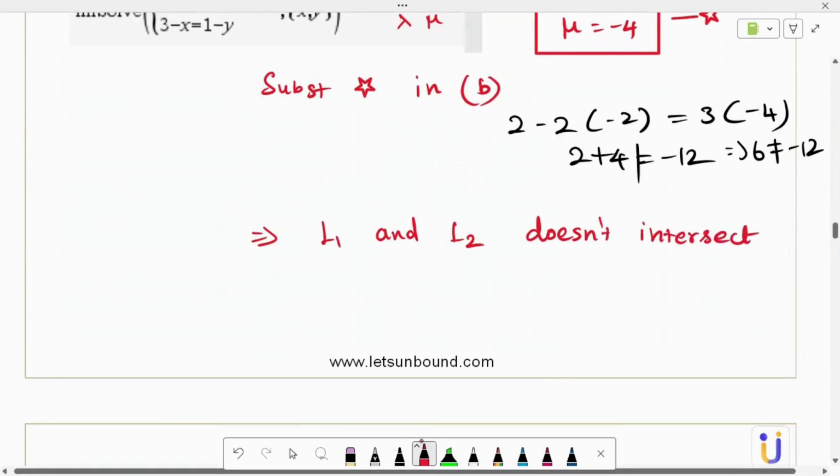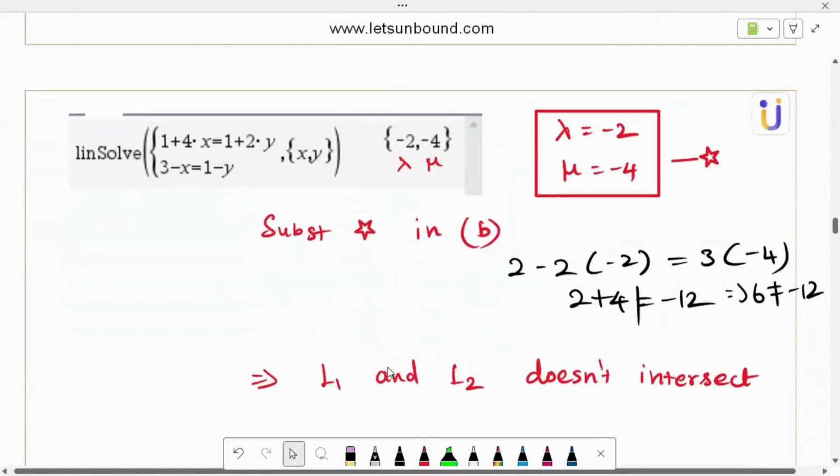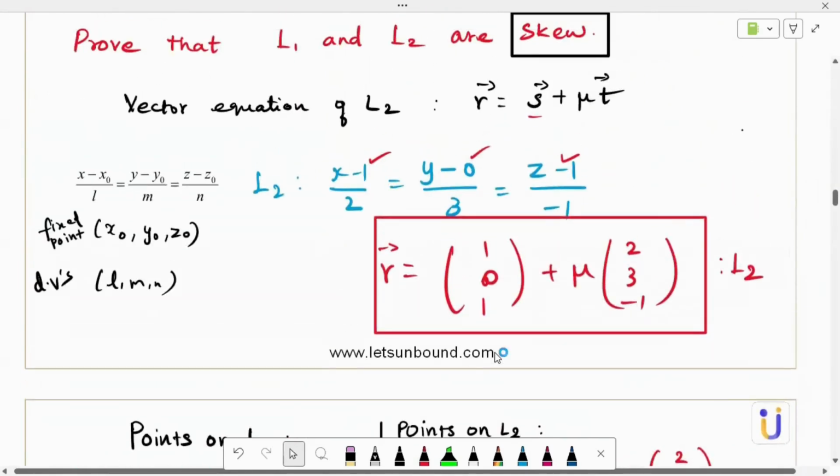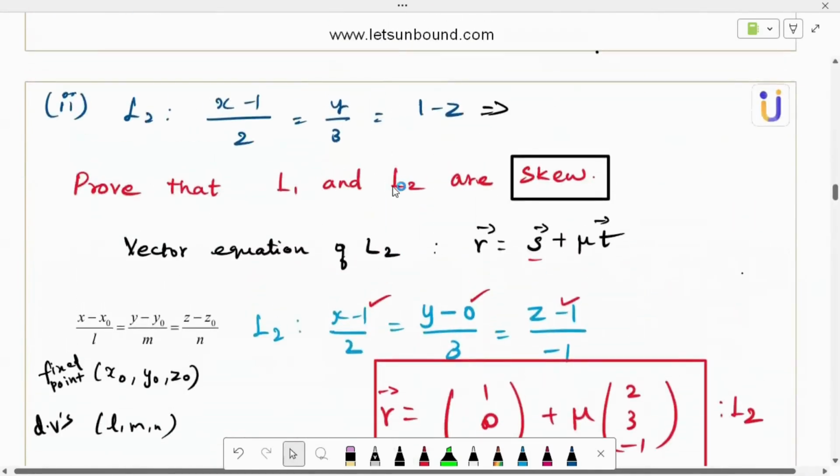Okay, what is the second condition to prove for skewness? We have to prove they are not parallel, and it's very simple. Let me quickly give you the revision of this. So how do we need to prove? We already have the Cartesian. We have to prove that L1 and L2 are skew.